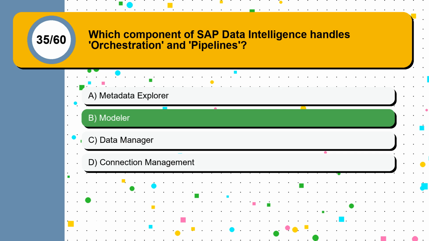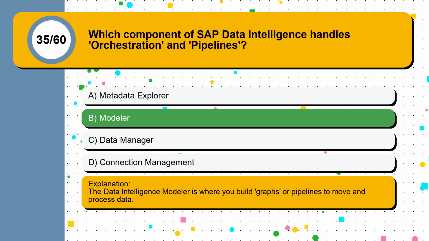The correct answer is option B, Modeler. The Data Intelligence Modeler is where you build graphs or pipelines to move and process data.